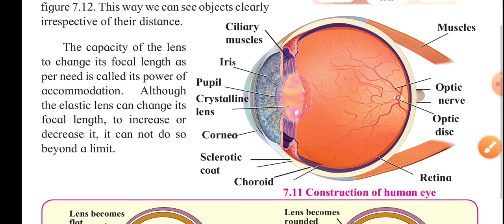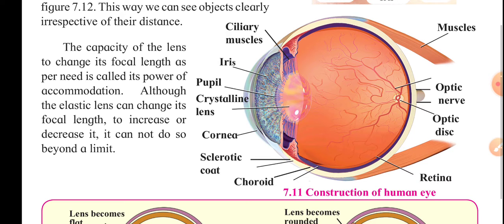Further, there's a dark fleshy screen behind the cornea. This is called the iris. The color of the iris is different for different people. Different people have different colored eyes, like someone has a blue eye, someone has a green eye, someone has a black eye. So these different colors of the eye are because of the iris.